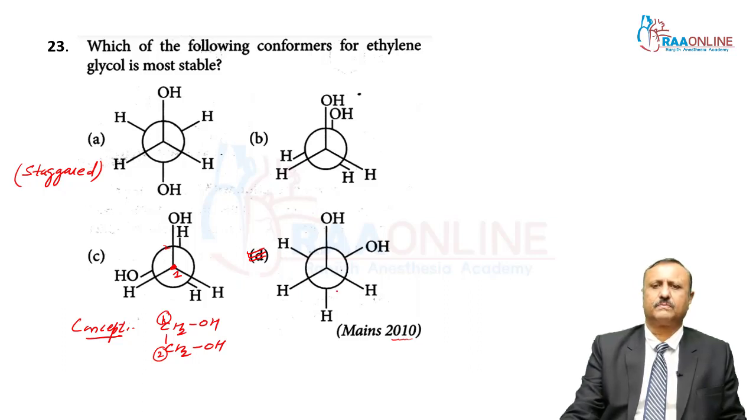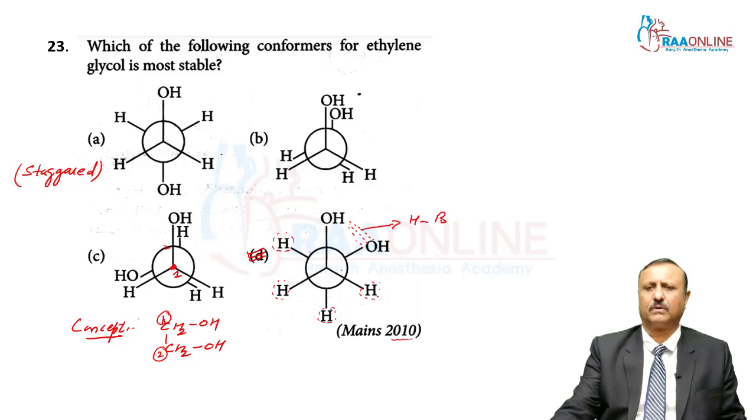Why? Because, my dear students, these other hydrogen atoms are far away from each other, so there is no problem at all, torsional strain is 0. But this OH-OH group is nearer to each other, because the OH groups form a hydrogen bond. Due to the formation of the hydrogen bond, this molecule, this structure, is more stable.